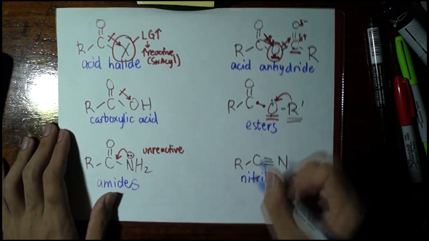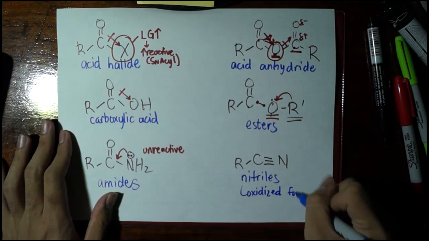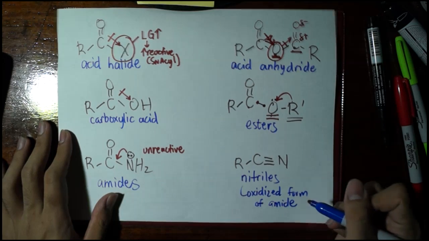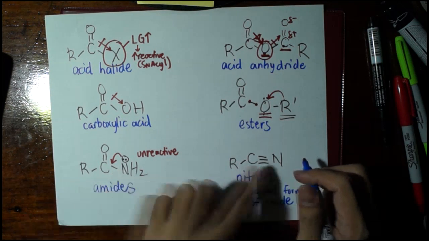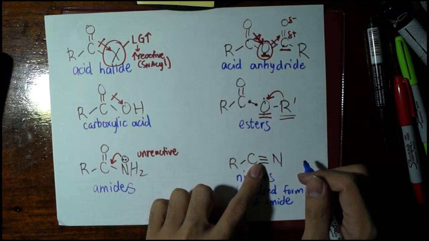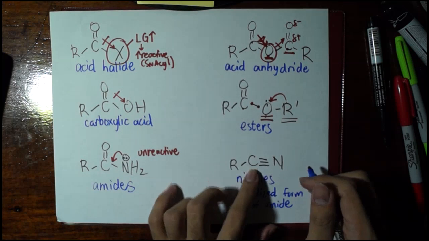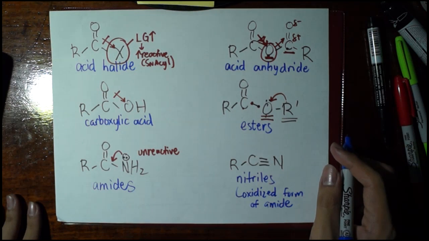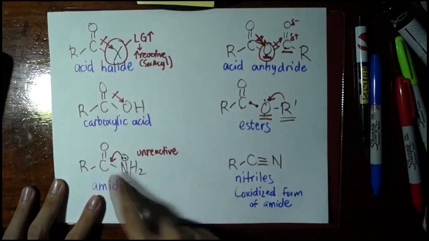Actually, this is the oxidized form of an amide, because this one is a single bond, this is a triple bond, so it's as if it's oxidized by adding more bonds between the carbon and nitrogen. Alright, so again, in order of decreasing reactivity, we go from left to right, then downwards.